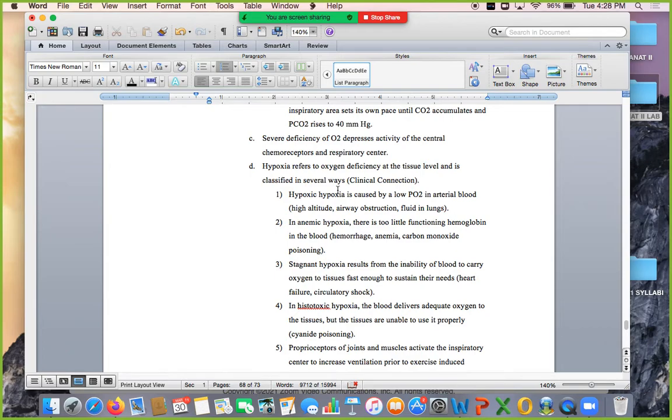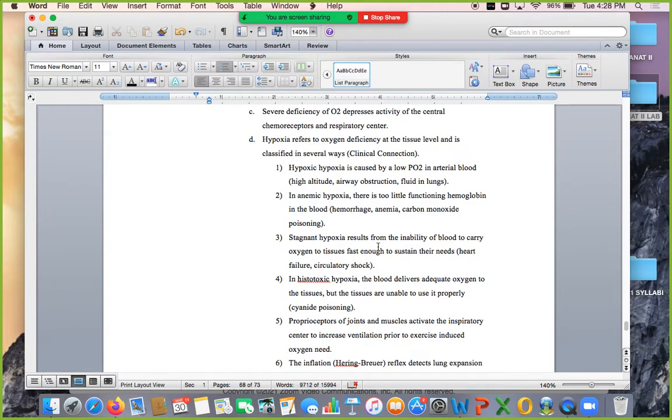So hypoxia is going to happen if we end up with low oxygen, and we can have that happen for a couple of reasons. One, we can have it happen from anemia. So if we have a low amount of hemoglobin in the blood, we can't carry enough oxygen to the tissues. We can also have hypoxic hypoxia, which basically means that we have low blood oxygen because there is low oxygen, including things like high altitude or fluid in the lungs, etc. Stagnant hypoxia happens because the blood is unable to carry oxygen to the tissues. This happens during circulatory shock or during heart failure.